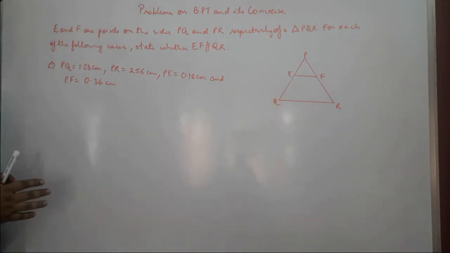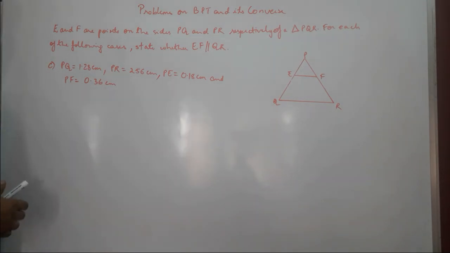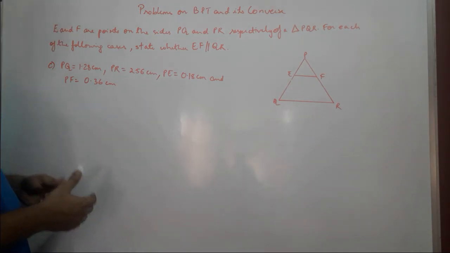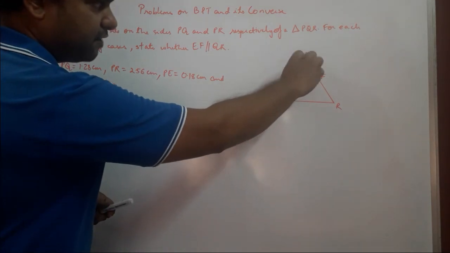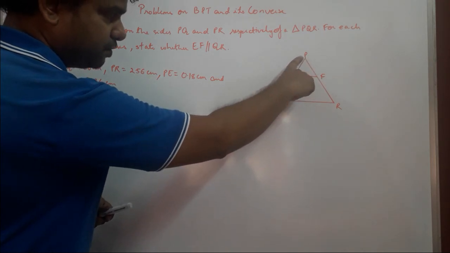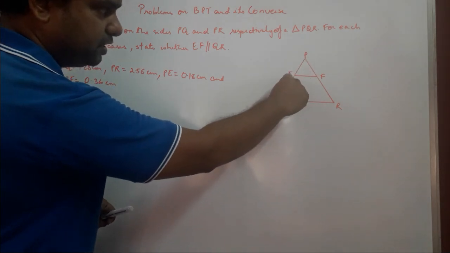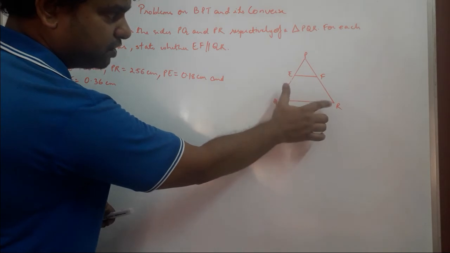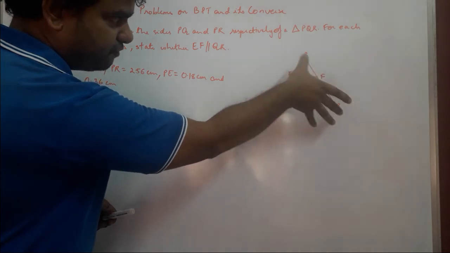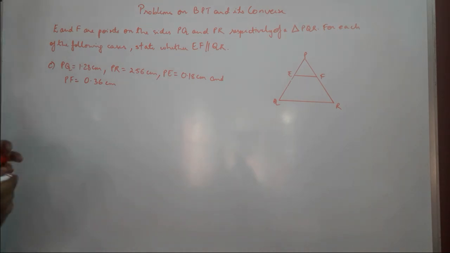To find out whether EF is parallel to QR, we need to know what is the value of EQ and what is the value of FR. But we can definitely get the values of EQ and FR because we have been given the total length and the length of PE. We have been given the length of PE, we have been given the length of PQ. If we subtract PE from PQ, we will get EQ. Similarly over here, to find out FR, we have been given PR, we have been given PF. If we subtract PF from the full length PR, we will get the value of FR. So let's find that out first.